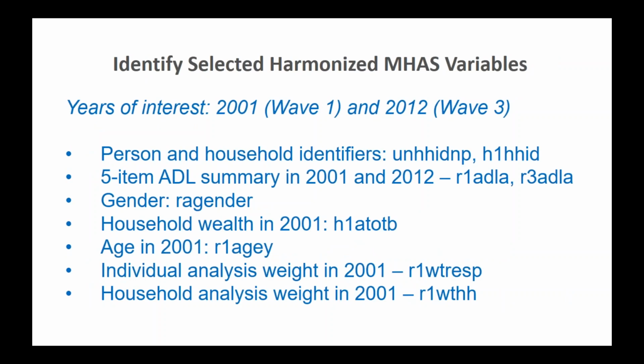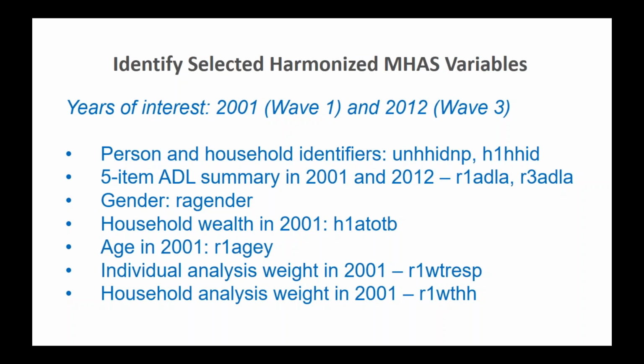So the next thing we're going to do is identify selected variables in the harmonized MHAS. And you could do this using the codebooks or using that concordance search that we saw on the Gateway to Global Aging Data website. So we're going to want a person and a household identifier. In the harmonized MHAS, those are UNHHID-NP and H1HHID.